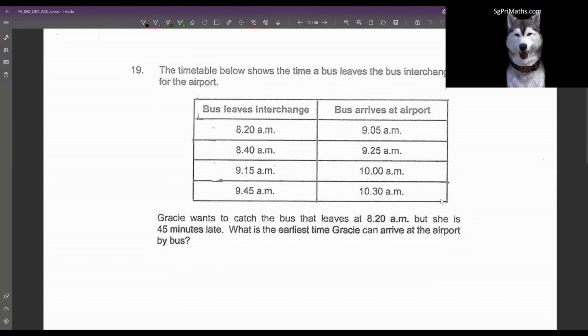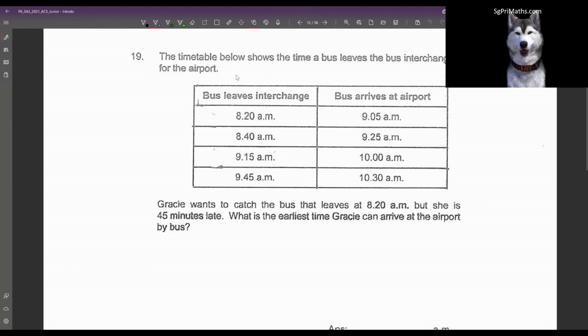Okay. Question 19. The timetable below shows the time a bus leaves the bus interchange for the airport. So different timings for leave and change and arrive at an airport. Gracie wants to catch the bus that leaves at 8:20. But she is 45 minutes late. What is the earliest time Gracie can arrive at the airport by bus?